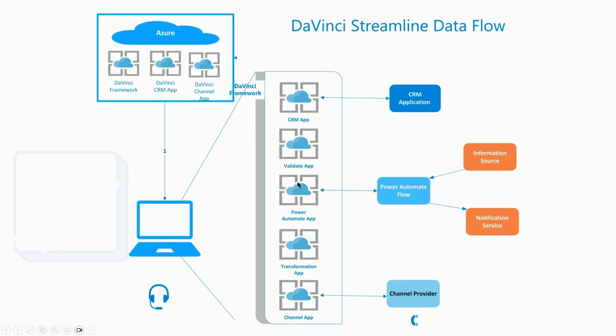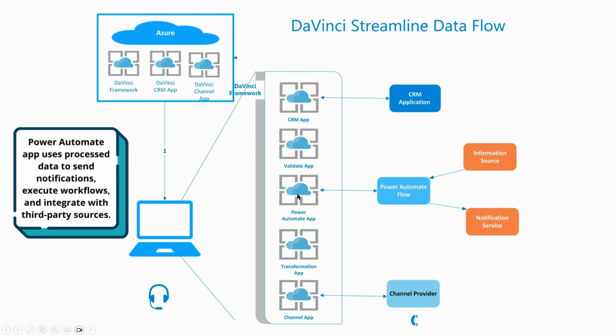And finally, there is a Power Automate app, which is going to be using that information that's been transformed and validated and retrieved and pushing that out into a Power Automate solution, which can send notifications, execute workflows in that way, and also bring information from third-party information sources. In our example, the notification service that will be fed is a Teams application, which will raise a Teams notification. The information source is just a feature that would be a future capability.